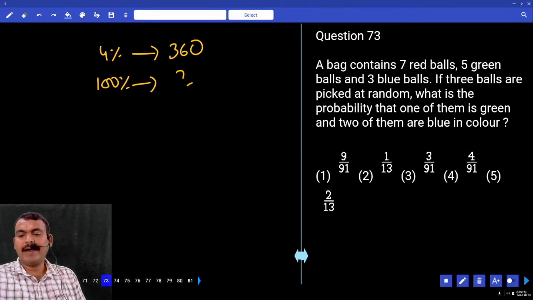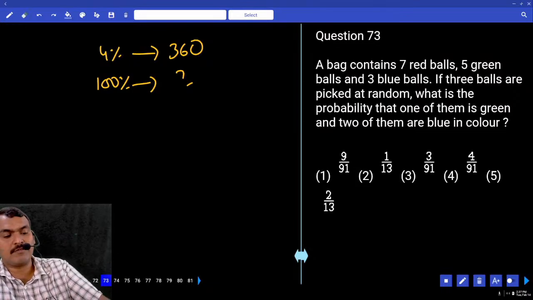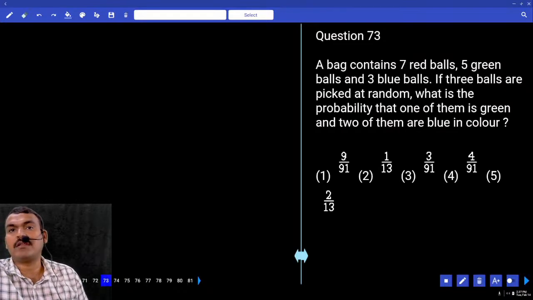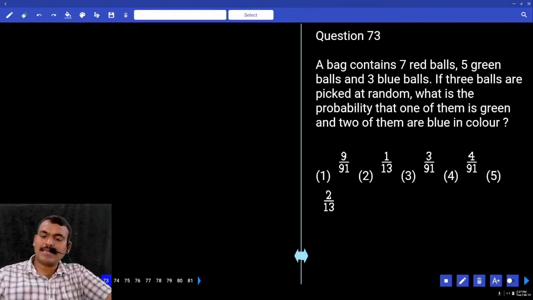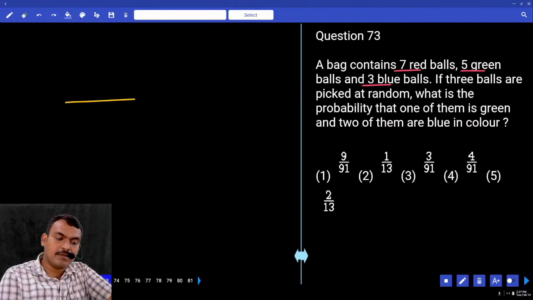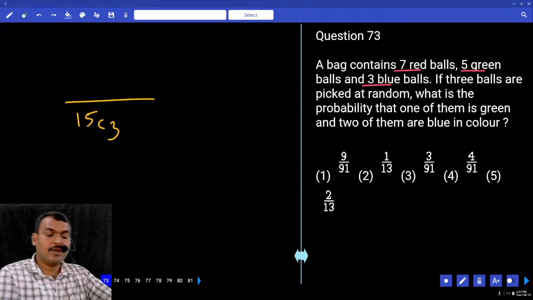73. A bag contains 7 red balls, 5 green balls and 3 blue balls. If 3 balls are picked at random, what is the probability that one of them is green and 2 of them are blue in color? What is the sample size? Total how many balls? 15. Then we write 15C3. What is the event size? 1 must be green.